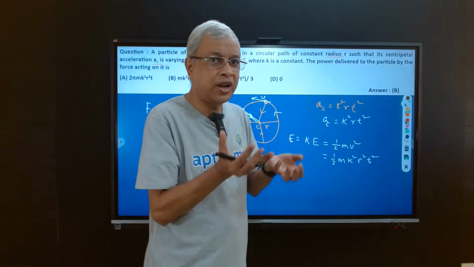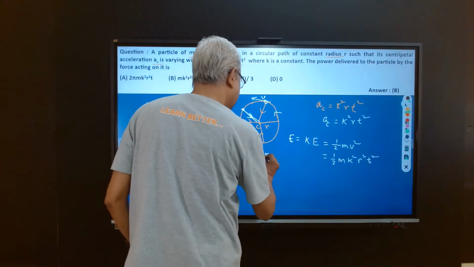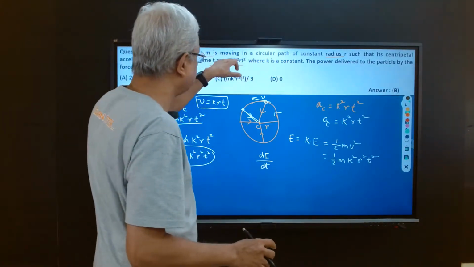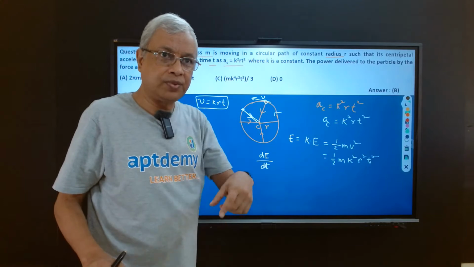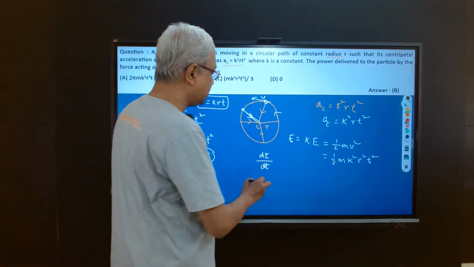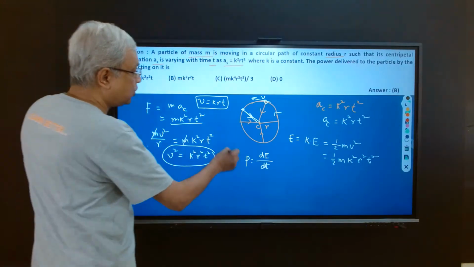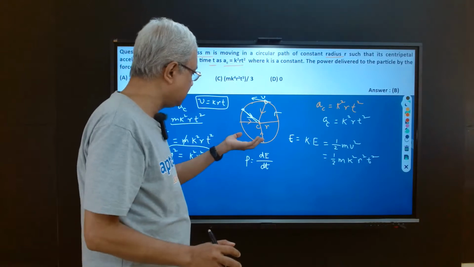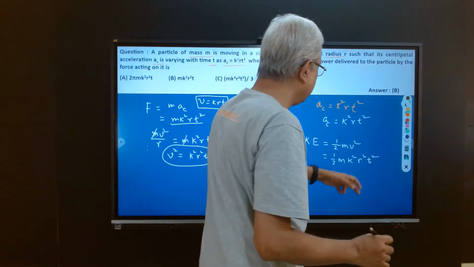Now, with passage of time, the energy is gained by the particle because of the force, which is a time dependent force or acceleration, k square r t square. The energy of the particle executing circular motion is increasing, and the rate of increase of energy, dE/dt, is nothing but the power delivered to the particle by the force acting on it. Because of the force, its velocity is continuously increasing. So we have found the expression for E.